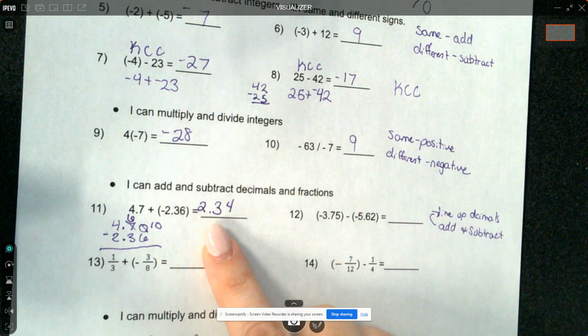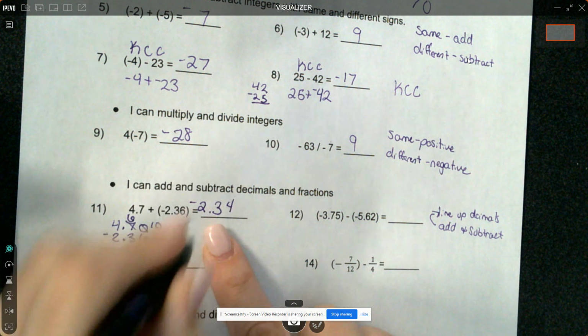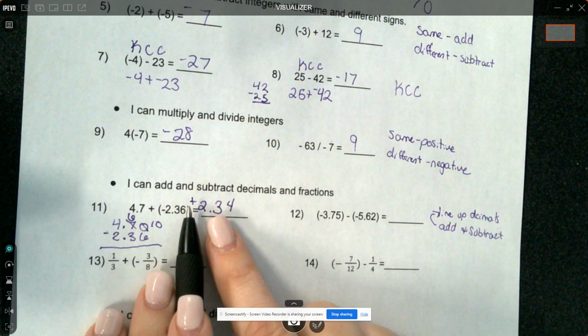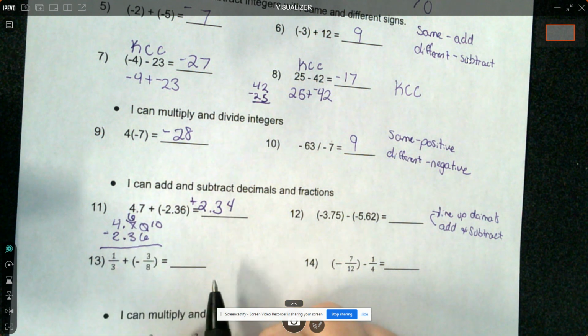Now, is it going to be positive or negative though? Why? Because 4 is bigger than 2. Yep, it's going to be positive because, well, you don't actually need the positive sign. I just wasn't thinking. But yeah, it's going to be positive because the 4 is larger.